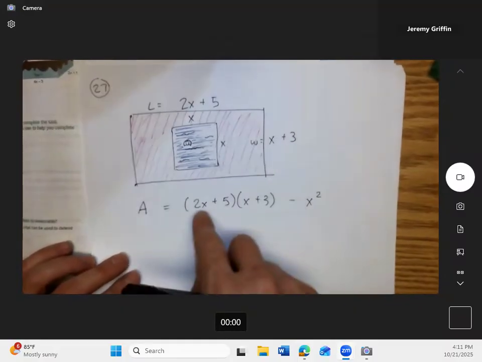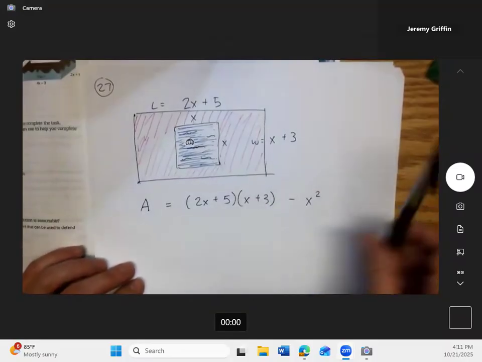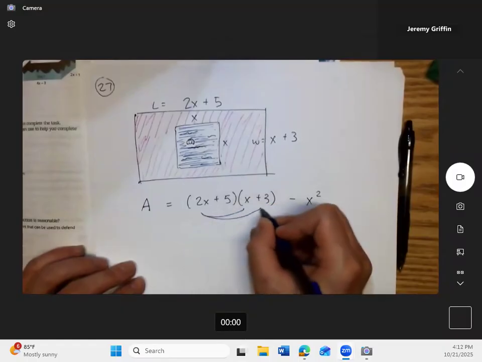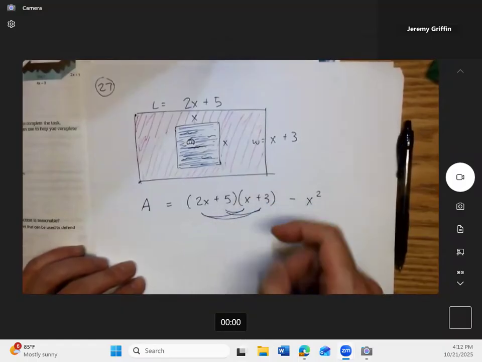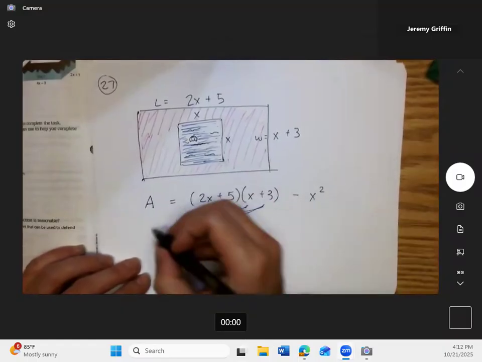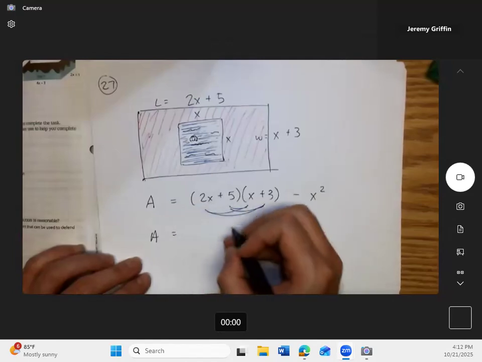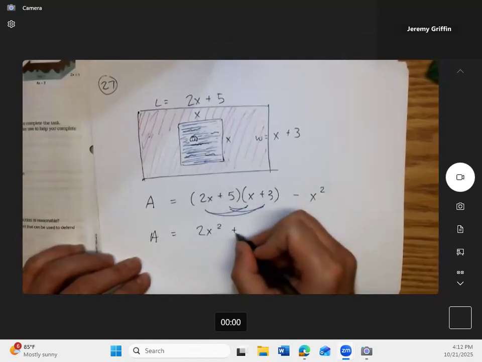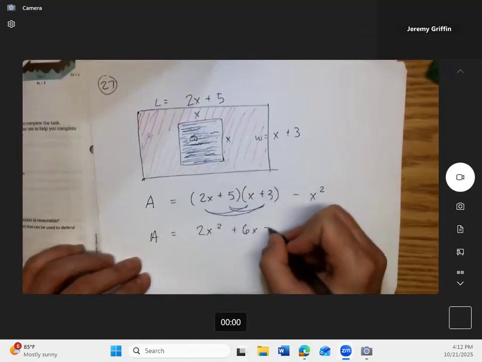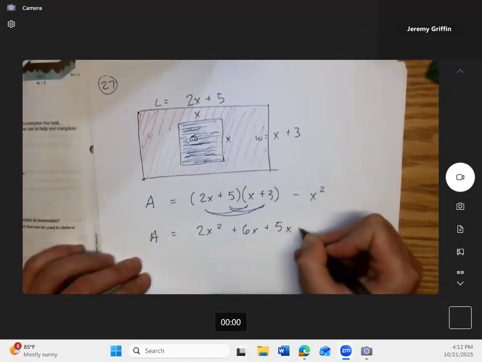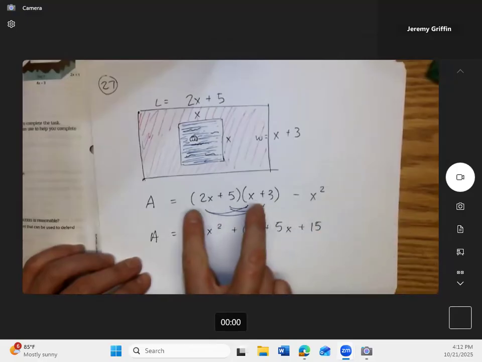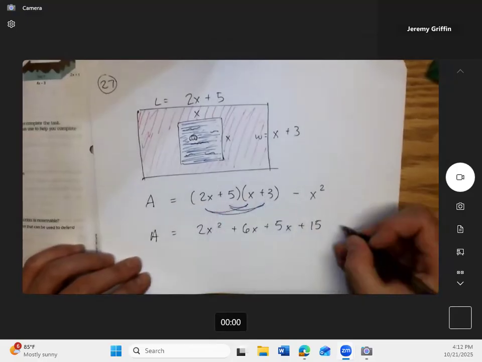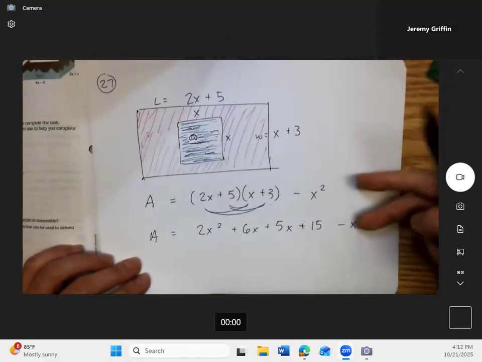Now, of course, I can FOIL and simplify this. Let's do it. So let's do first, outside, inside, last, and then we'll bring the minus x squared later. So the area is equal to 2x squared plus 6x plus 5x plus 15. So 2x squared, 6x, 5x, 15. And then at the end, there's this minus x squared.